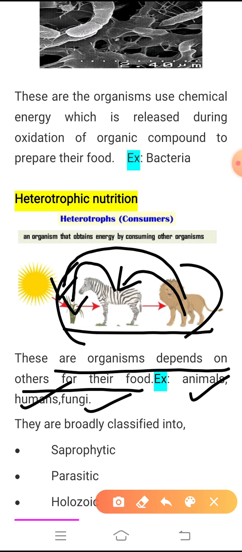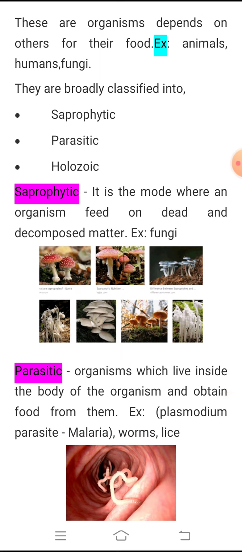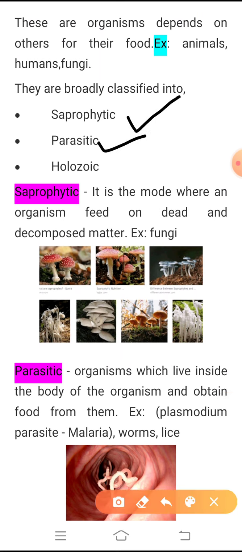So, this heterotrophic mode of nutrition is broadly classified into three major types. First is saprophytic, parasitic, holozoic. So you are often aware of these words. I mean, you already know, you are familiar with these words, right? So let me tell you once again what are saprophytes, or what is saprophytic mode of nutrition.